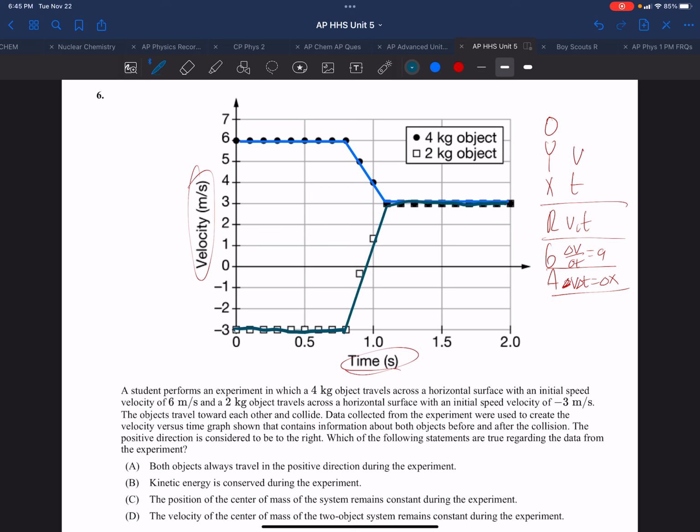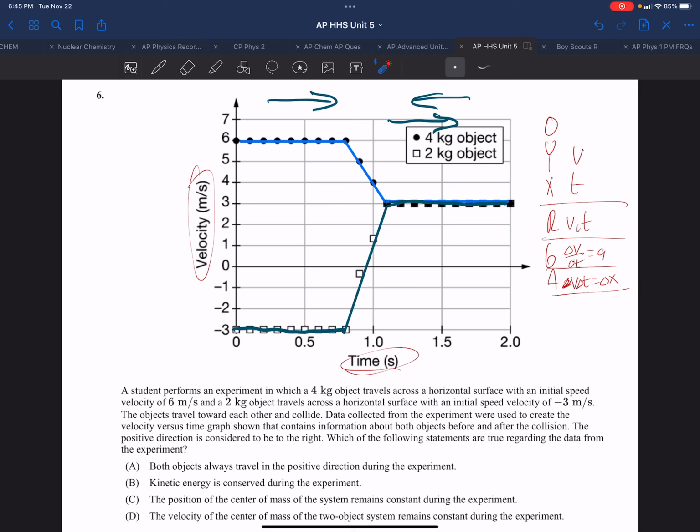That suggests in this situation that there's a 4 kilogram object, a 2 kilogram object. One is heading in a positive direction, one is heading in a negative direction, that they collide and they move off together in the same positive velocity. So the two are coming together, they collide, and when they collide, they move off in the positive direction because the velocity is positive.